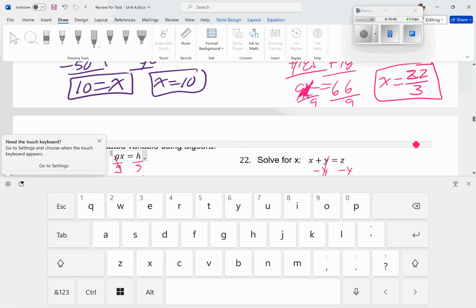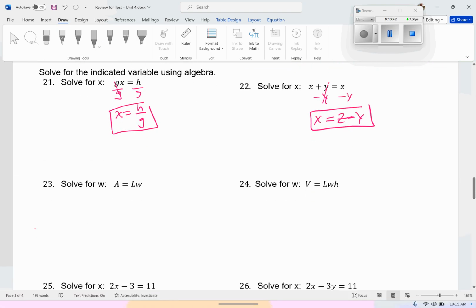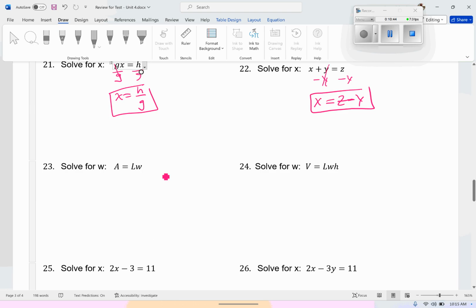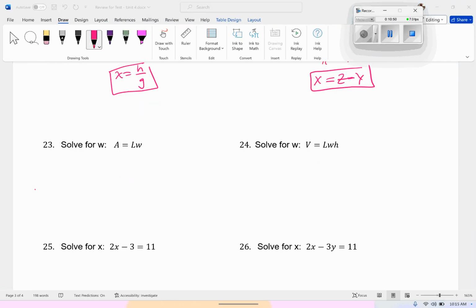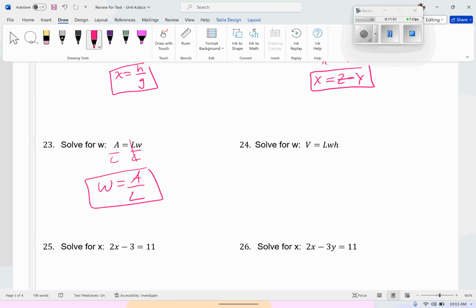All kinds of fun stuff's taking place. All right. L and W are being held together by multiplication, so I'm going to divide both sides by L, so those cancel out. W equals A divided by L, or A over L.